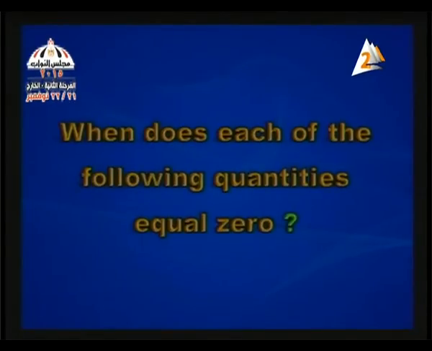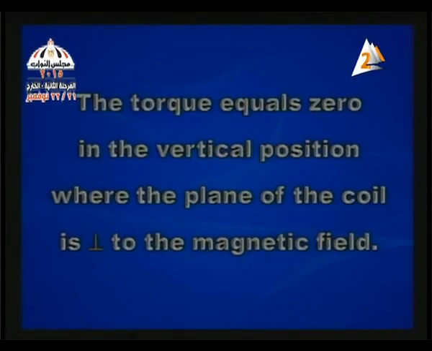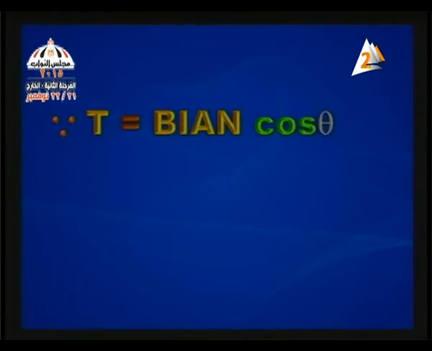When does each of the following quantities equal 0? Another type of question. When does the torque acting on a coil carrying an electric current and placed in a uniform magnetic field equal 0? It happens in the vertical position. Torque equals 0 in the vertical position, where the plane of the coil is perpendicular to the magnetic field. Since torque is given by the expression BIAN cosine theta, torque equals 0 when theta equals 90 degrees, as cosine 90 equals 0.